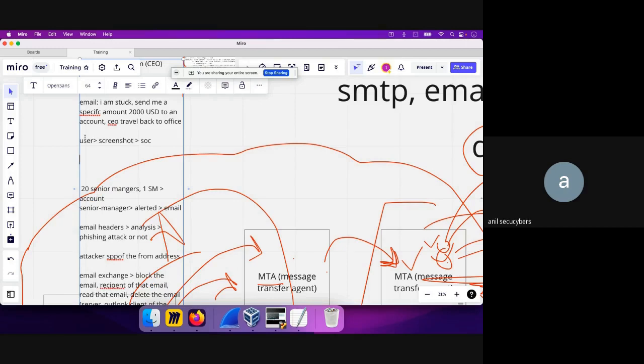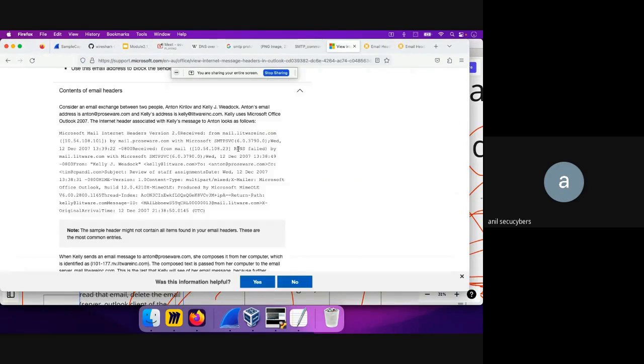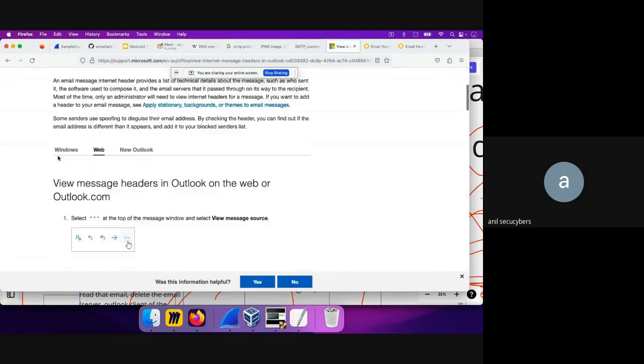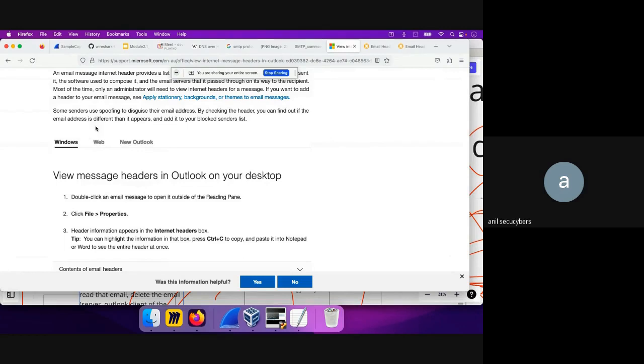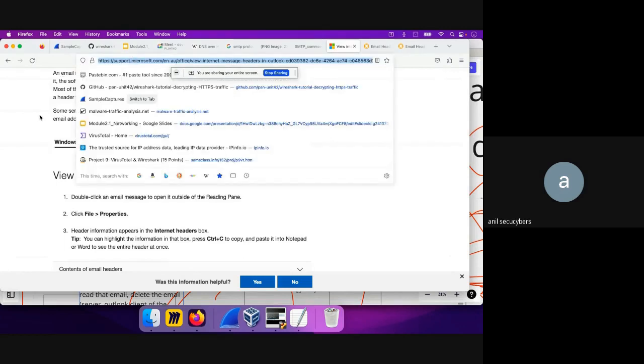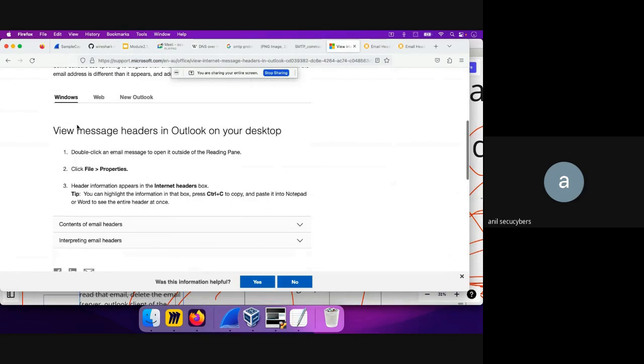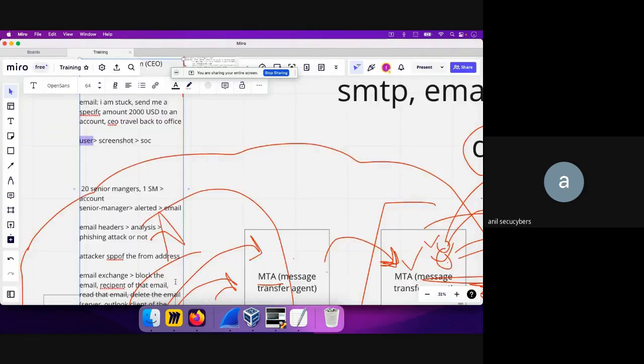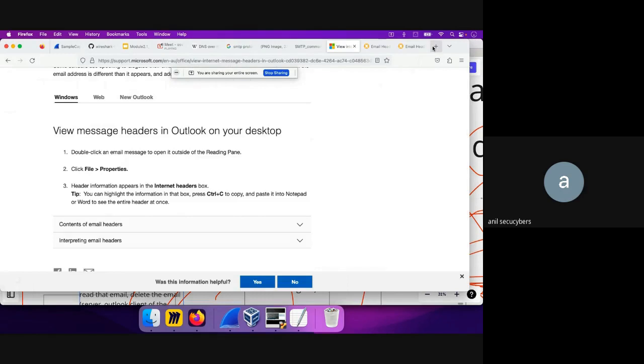I will just share my real scenario. Because this user was using the Outlook client, I told the user to follow this method. If you are on Windows or on web, go to this link and follow the procedure that is told to you. And do two things.